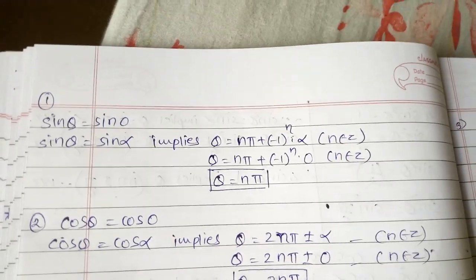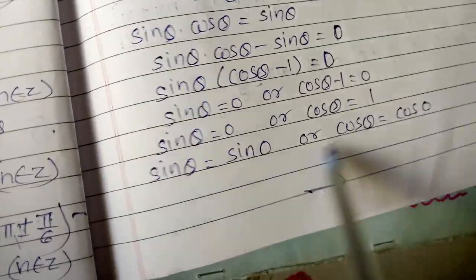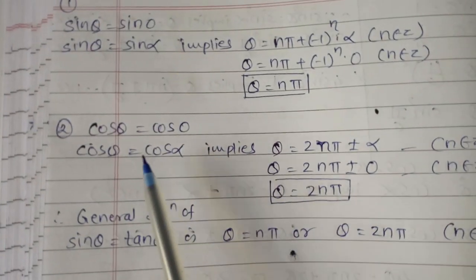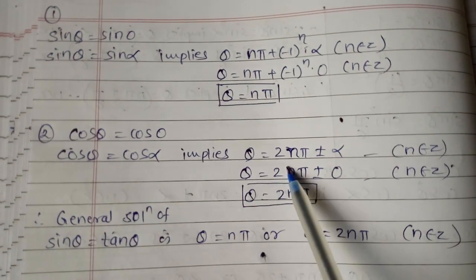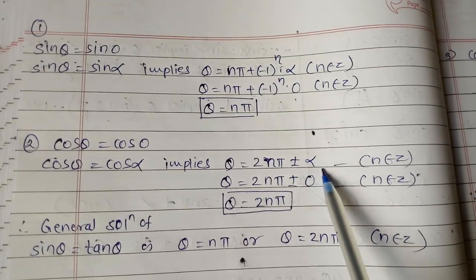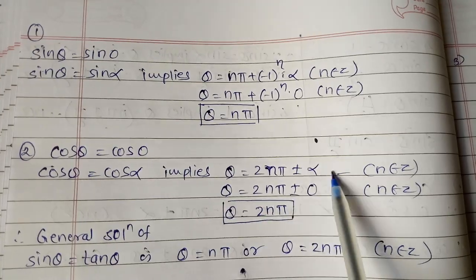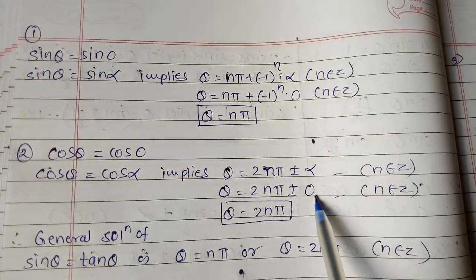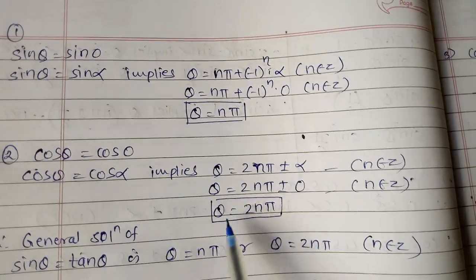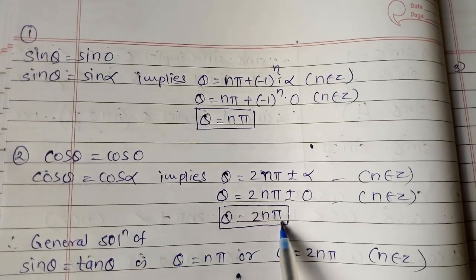And similarly the second equation from this example, now we solve this one. Now we have to solve this cos theta is equals to cos 0. Again we have to compare it with cos theta is equals to cos alpha, which implies that theta is equals to 2 n pi plus minus alpha where n belongs to z. Now every part is as it is, just putting the value of alpha as 0. Here we get theta is equals to 2 n pi.